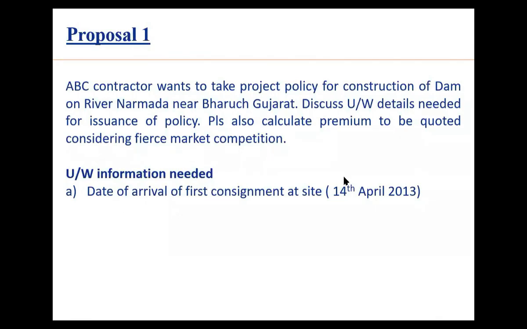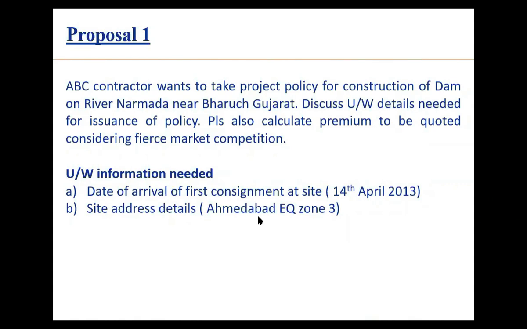Date of arrival of first consignment, you should know. Now, in this example, I am assuming 14th of April 2013. Address details you need. Why do you need address details? To find out which earthquake zone it is falling into. Otherwise, these address details are not needed for underwriting. It is needed for exact computation, and also to find out the site exposure, net cat exposure. You need this, but mainly for underwriters, this is very important to find out the zone.